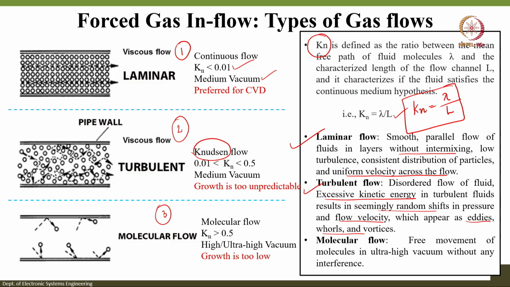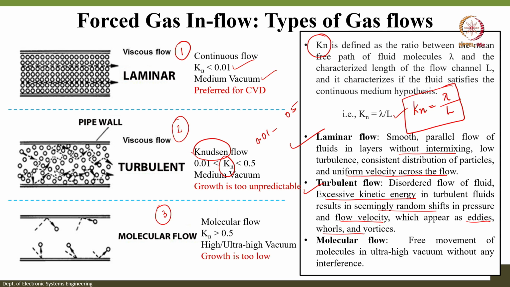So turbulent flow mechanisms are least preferred, and for turbulent flow to happen, the Knudsen number lies between that of a laminar flow and a molecular flow regime. That means it will be between 0.01 and 0.5, and due to the highly unpredictable growth rate, turbulent flow is not preferred.